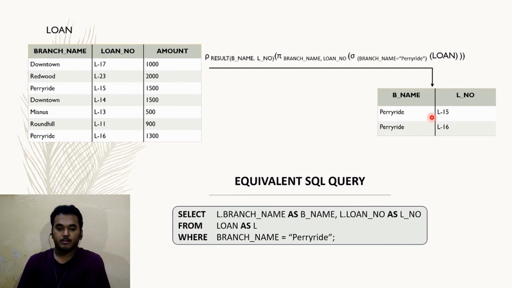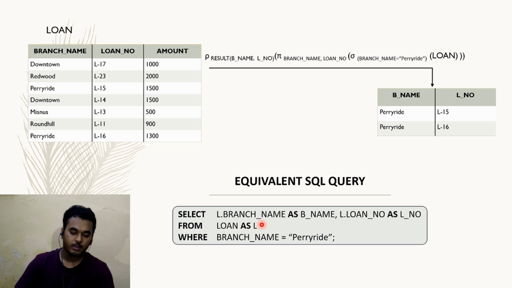This is another example where we have written the same expression in a single inline expression. The equivalent SQL query uses the aliasing operator as, which gives an alias name to the relation name L as L. It can also be used to change the names of the attributes as we have used here. The where clause specifies the condition for performing select operation.